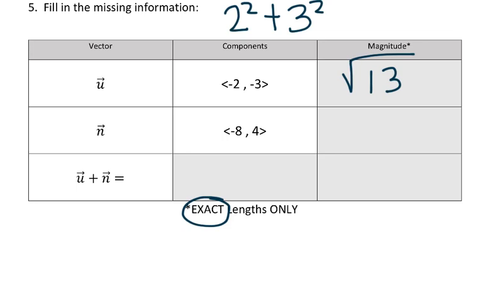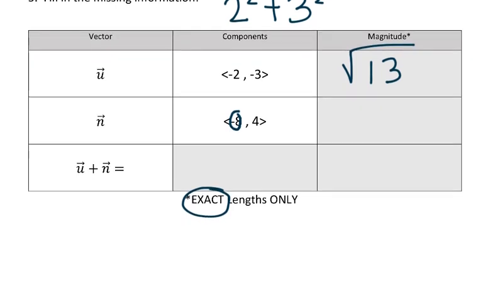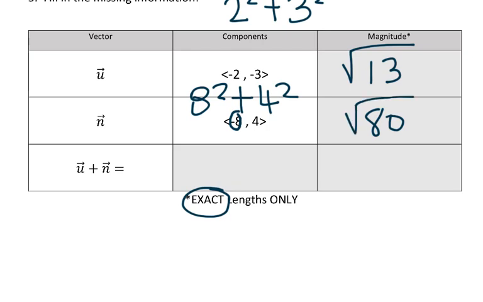On the next problem, I'm going to skip the negative part. I'm going to say, okay, this is a -8 in direction, but remember it's a positive 8 in length. 8 squared plus 4 squared. That is 64 plus 16, which is the square root of 80.